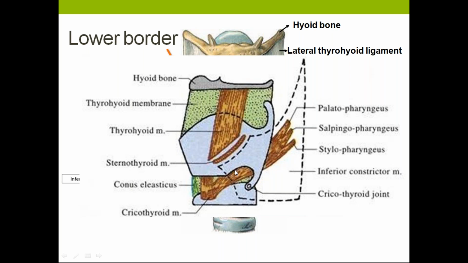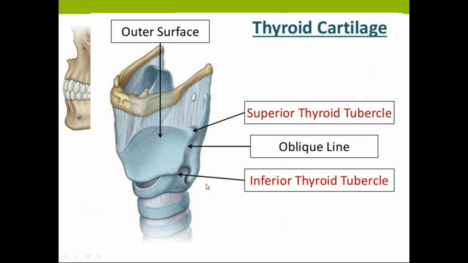Okay, so I think now you're clear about the lower border. So now you can see the outer surface of the thyroid cartilage. This is the outer surface of the thyroid cartilage. This is the lateral view.